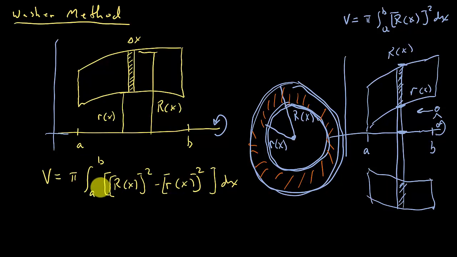Okay? And then we take this area here and multiply it times the thickness, and that's going to give me the volume of this thing. And then I integrate it from A to B, and that's going to sum up those volumes and give me the volume of the entire figure.